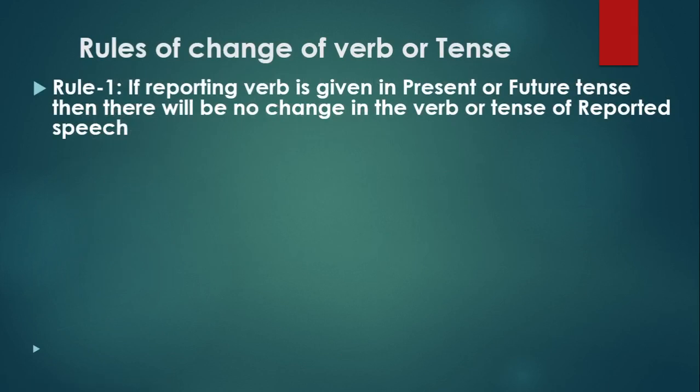Okay, here you see rules of change of verb or tense. What is rule number 1 here? If reporting verb is given in present or future tense, then there will be no change in the verb or tense of reported speech. Okay, so if reporting verb is given in present or future tense, then there will be no change in the verb or tense of reported speech. Very easy.